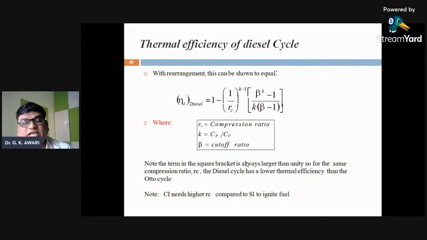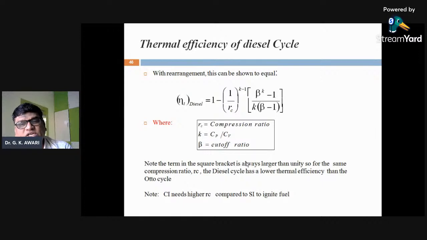So for the same compression ratio RC, the diesel engine has a lower thermal efficiency than the Otto cycle. Try to understand this term in the square bracket. What is the term in the square bracket? Beta to the power of gamma minus 1 divided by gamma in bracket beta minus 1. This term is always larger than unity. So for the same compression ratio, the diesel has a lower thermal efficiency than the Otto cycle.